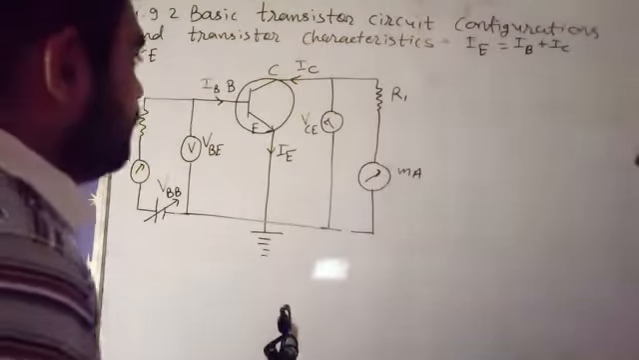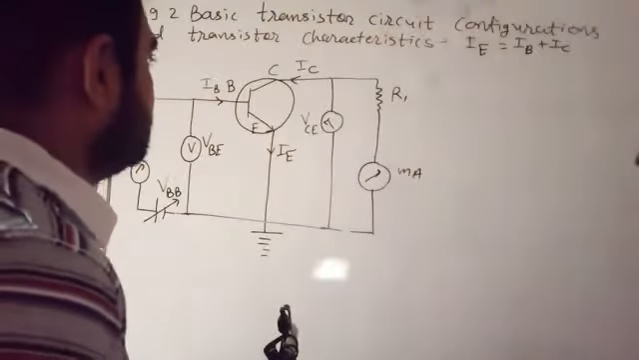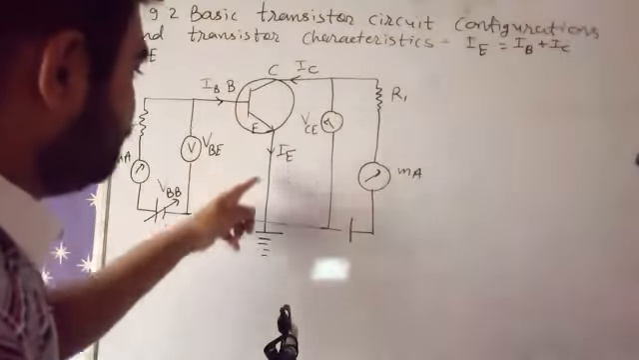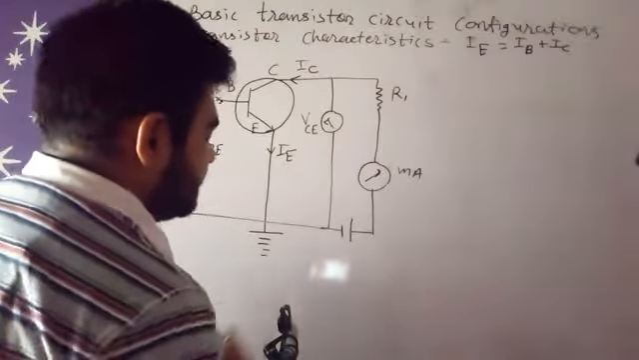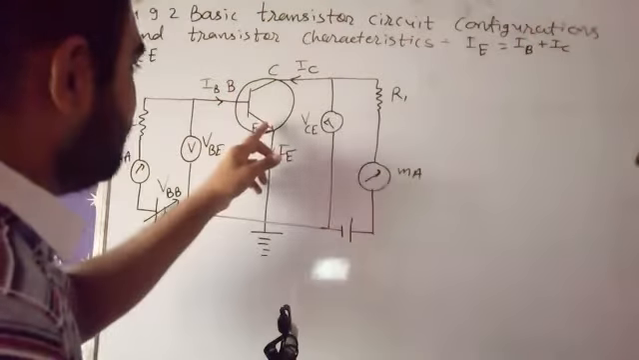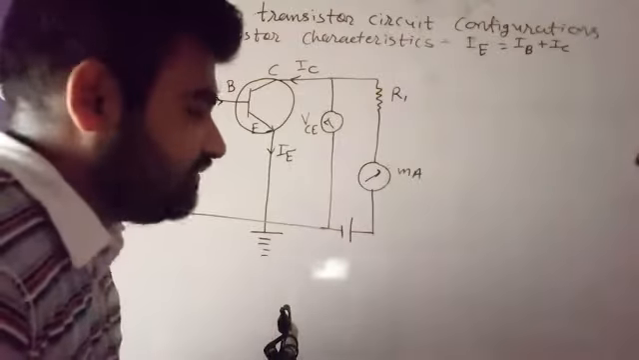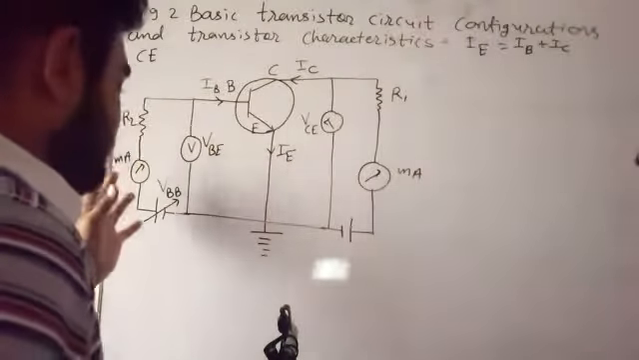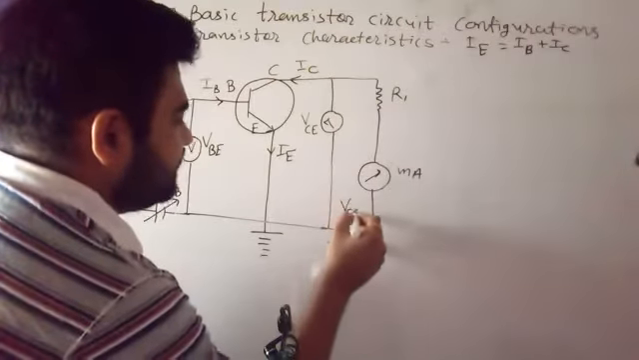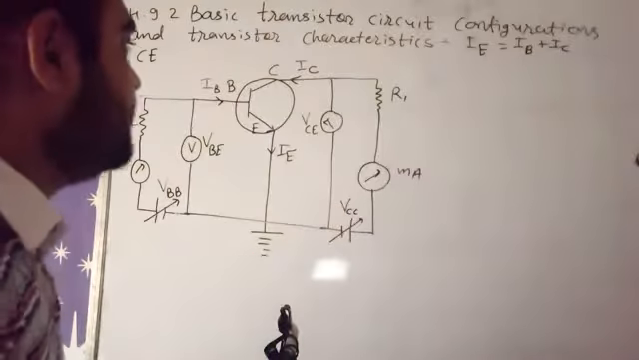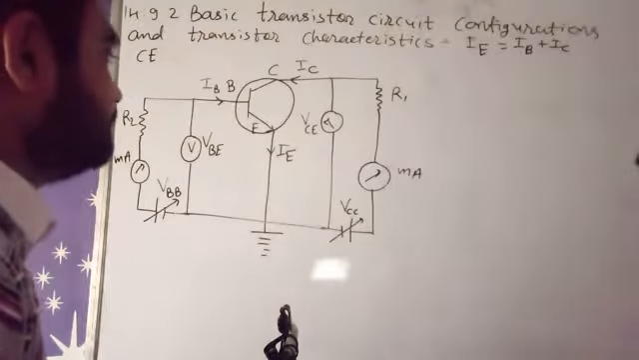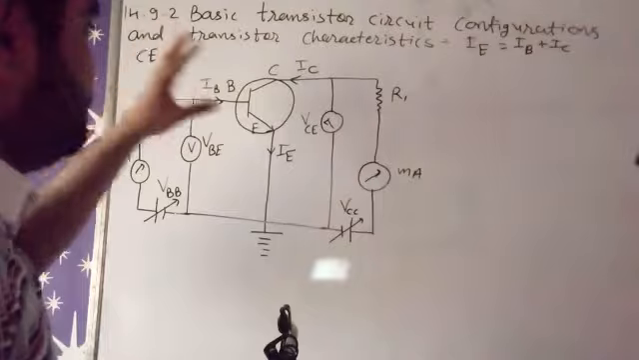Now for the collector, NPN: the N collector should be connected with the positive terminal and the P base with the negative terminal. So that's how we get reverse bias. The input is in forward bias and the output is in reverse bias, and I name this battery VCC because it is connected with the collector. So this is the whole circuit diagram of the common emitter circuit.